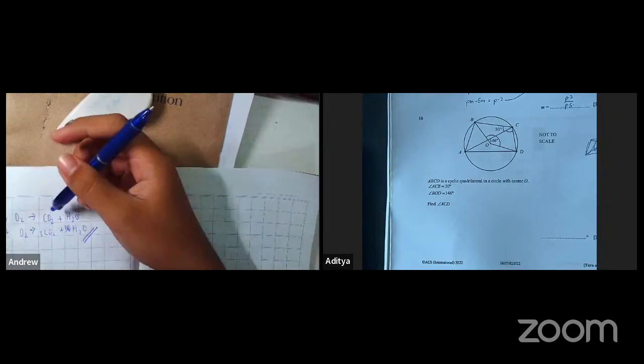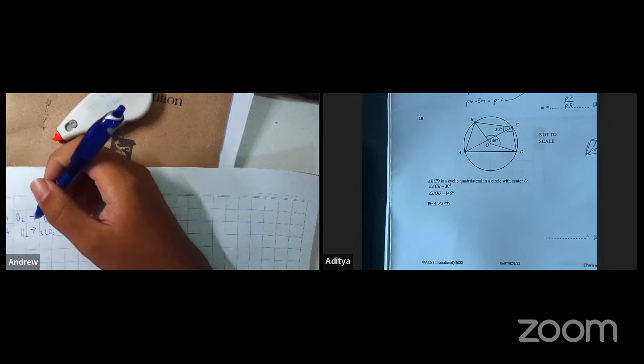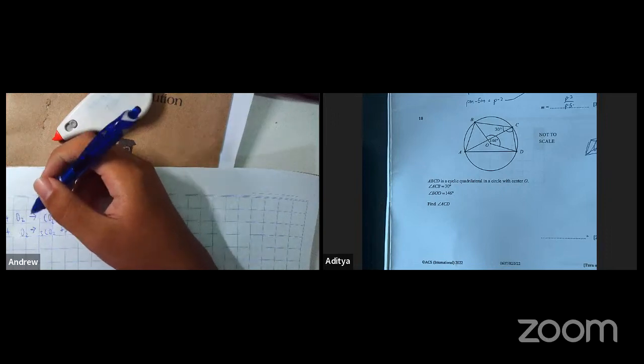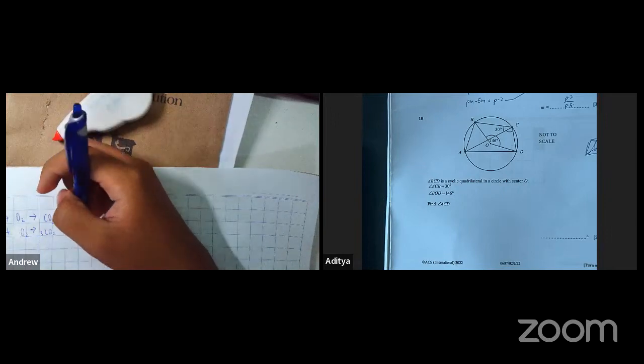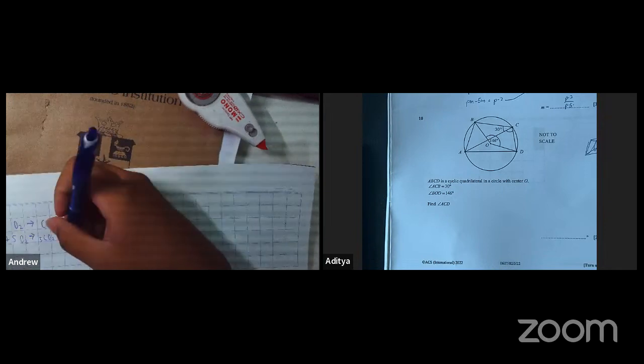Right? So now, Aditya, very quickly. This is what you call a chord. I'm going to call this A and B. This center angle has a chord AB. The chord is the imaginary line facing the angle. This perimeter angle has a chord, guess what? AB also. So far so good?